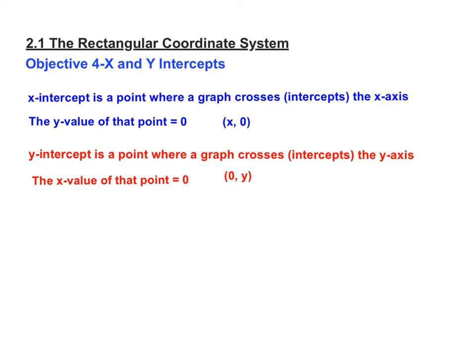Okay. The other thing that you're going to do with objective 4 is use the x and y intercepts to graph an equation. So we're going to go through an example, and I'm going to show you how I like to do these. And I'm going to use a simple linear equation. And so this also ties back into objective 3, picking values and finding the corresponding x and y values to make some points that I can use to graph.